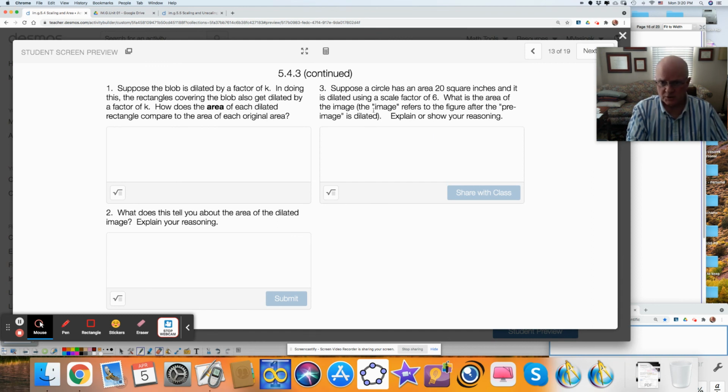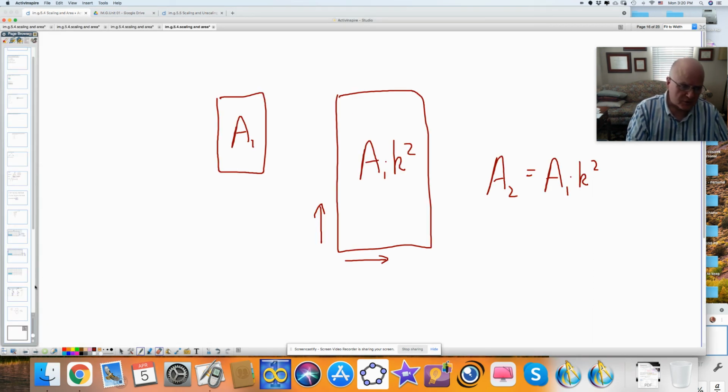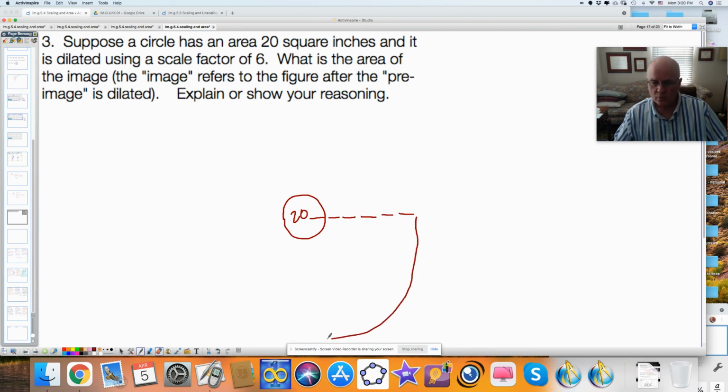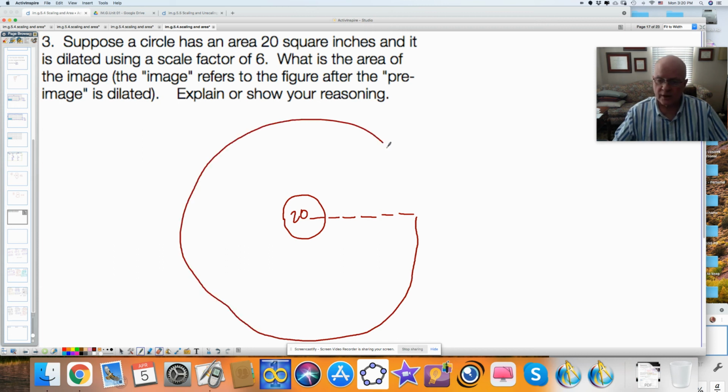Here's the last question that we have. Suppose you have a circle that has an area of 20. So I'll draw a circle, an area of 20, and it has a radius like this. I'm going to scale it up by 6. So I have 1, 2, 3, 4, 5, 6 in the radius direction. And you scale it up. How many times larger is this new one?